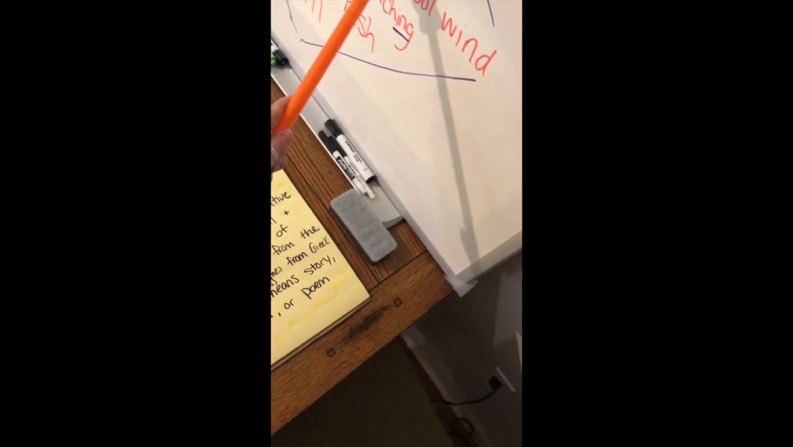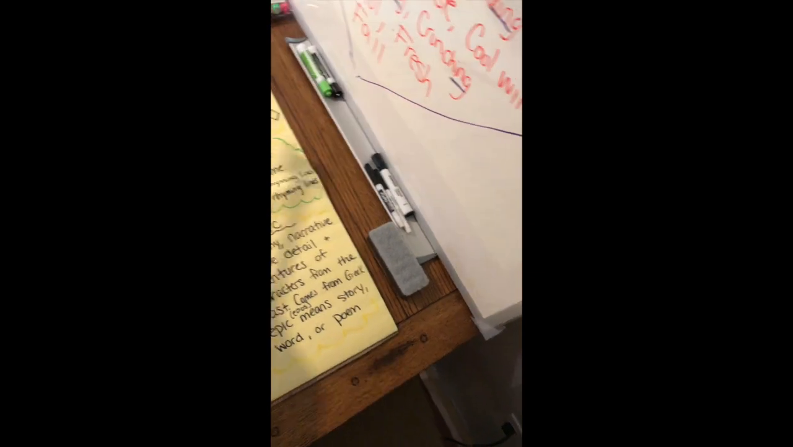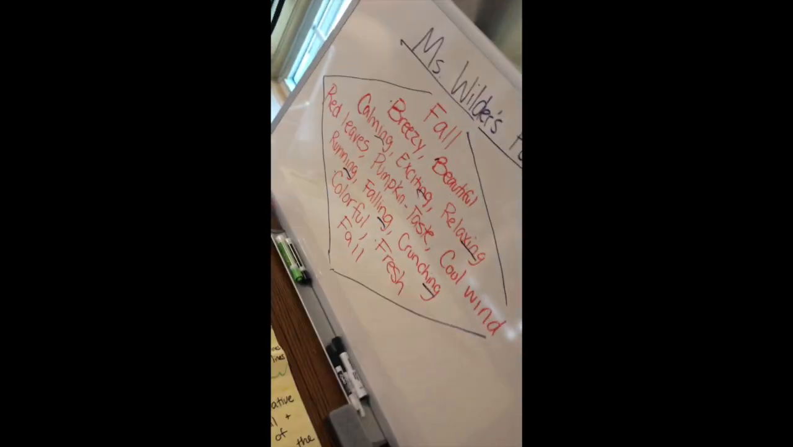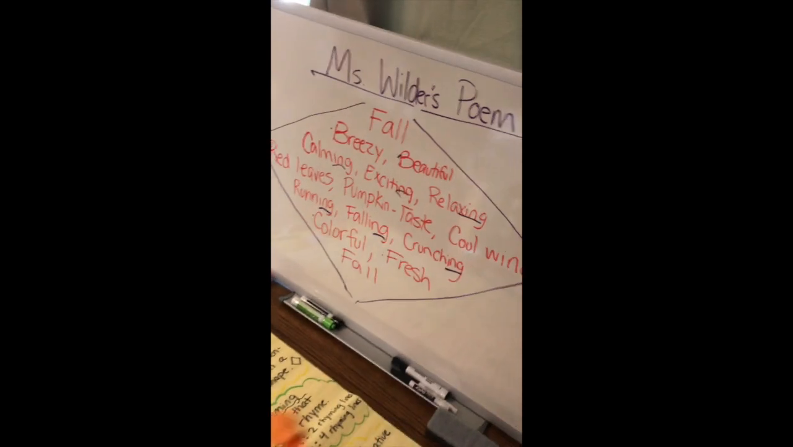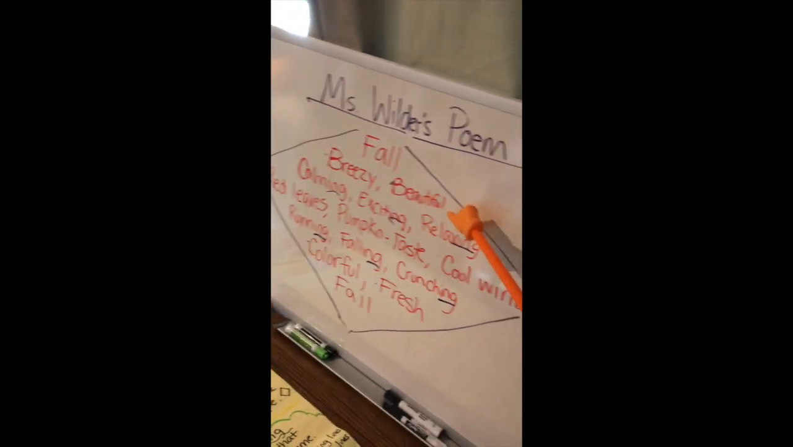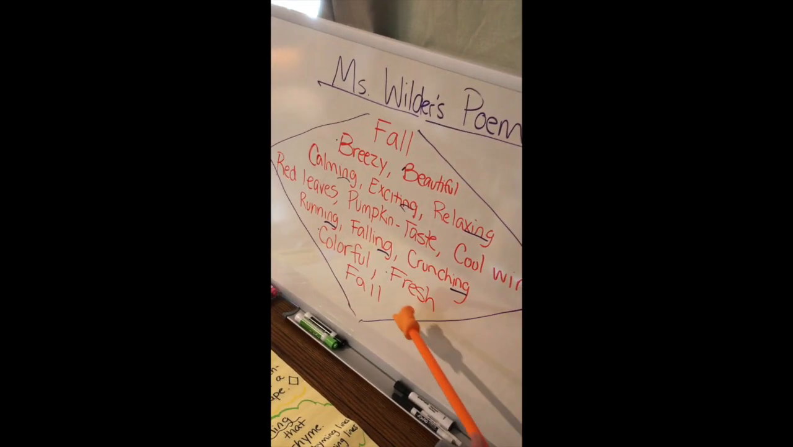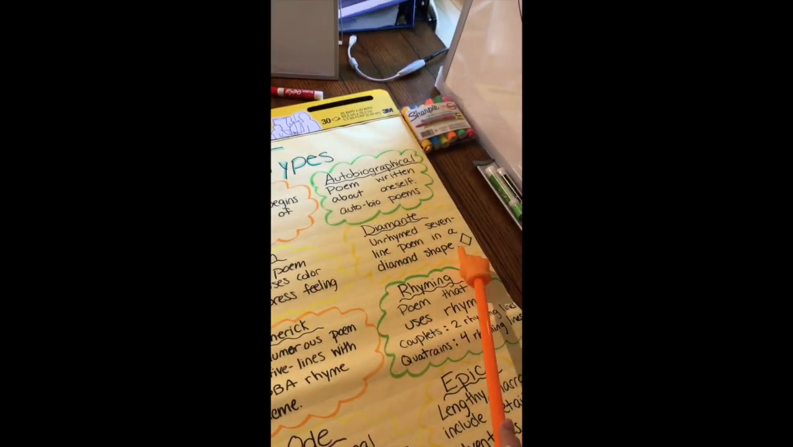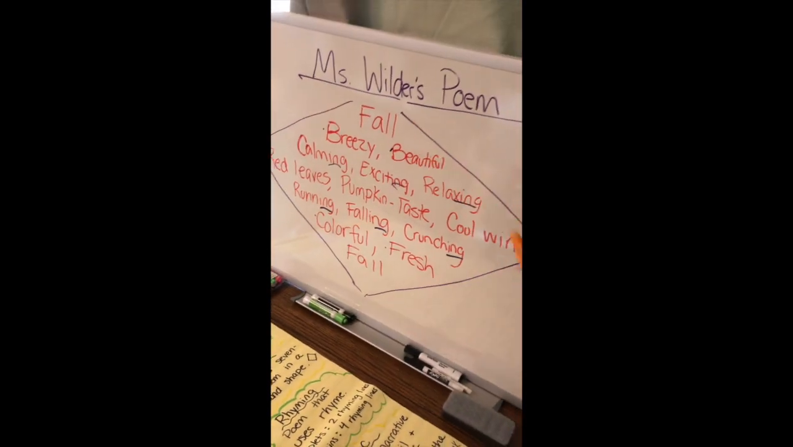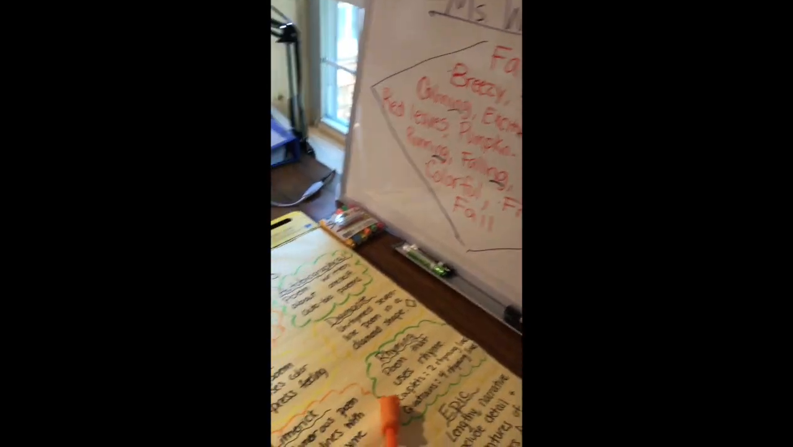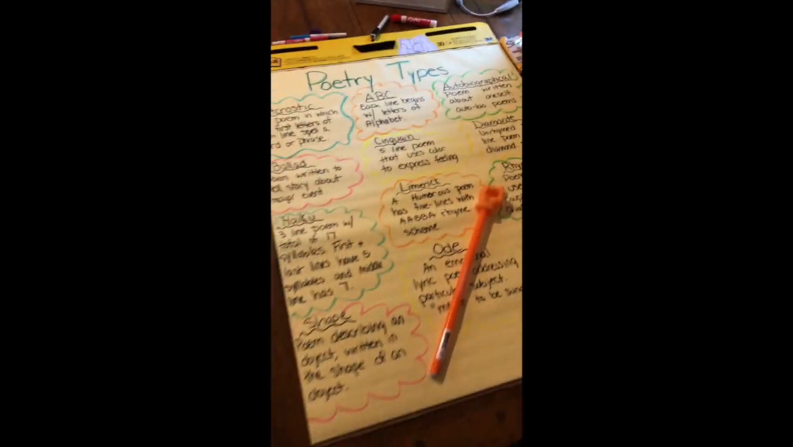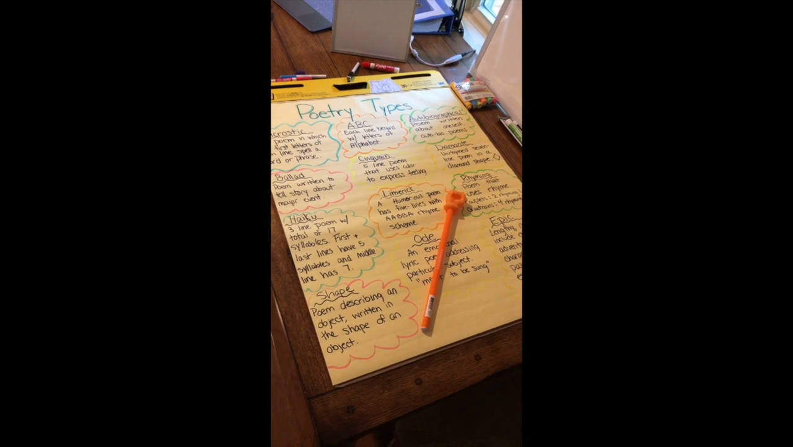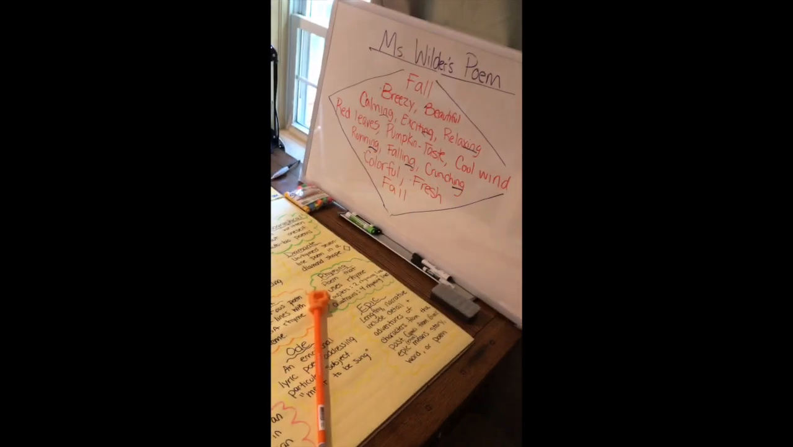It's 1, 2, 3, 4, 5, 6, 7. It's a 7-line poem. Oops, you couldn't see that. Let me try again. 7-line poem. 1, 2, 3, 4, 5, 6, 7. It's a 7-line poem in the shape of a diamond. And it has the shape of the diamond here. Okay, so that's just one example of a poetry type that we'll be using this unit.